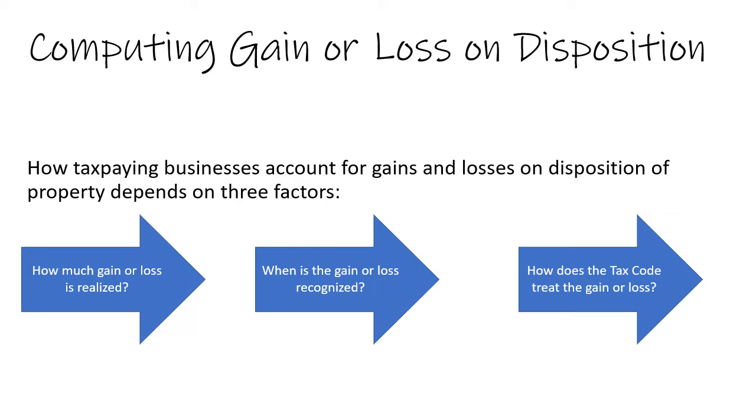There's three factors that come into play when computing the gain or loss that you recognize on your income statement and on your taxable income when you get rid of an asset. How much gain or loss are you realizing? When is the gain or loss recognized? In which fiscal year? And does the tax code specify how to treat the gain or loss? So we're going to look at each of those questions.